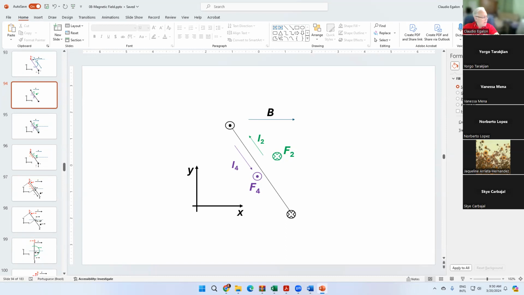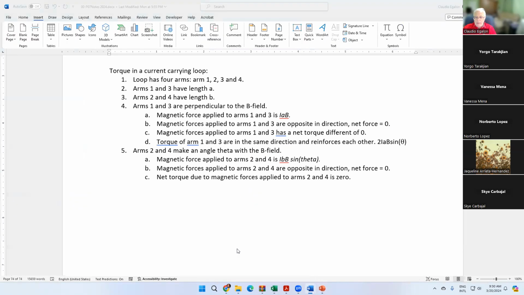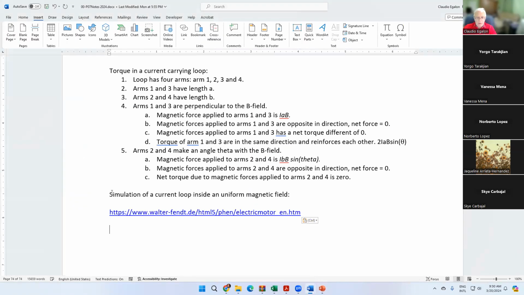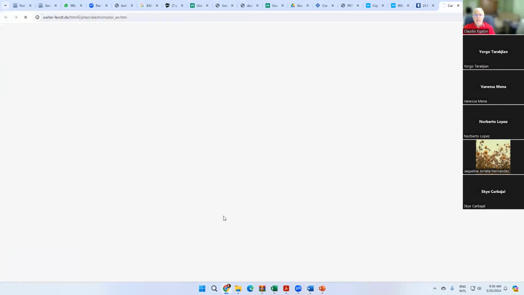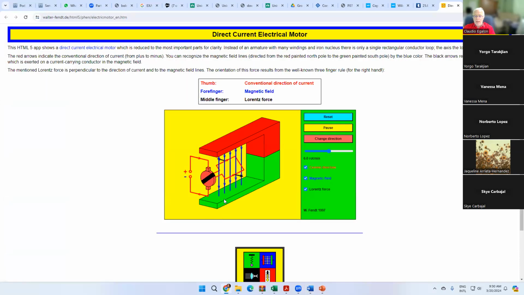You can do that. And there is a very nice simulation of this type of phenomenon. I'm going to put the link here. Simulation of current loop inside a uniform magnetic field. Let's take a look at that. I like the simulation a lot. Okay, so here you go.